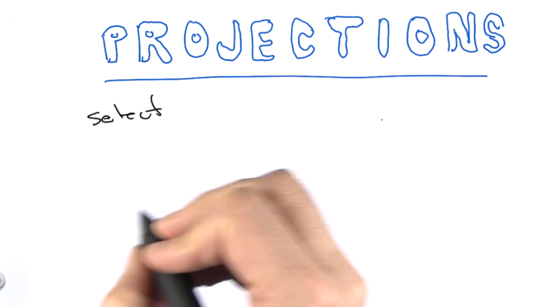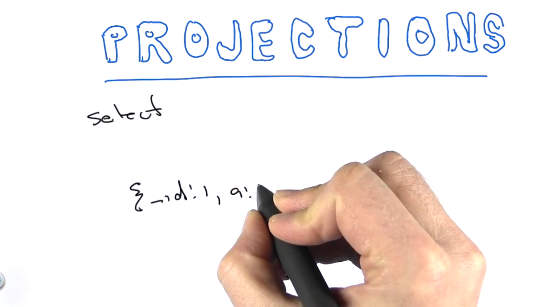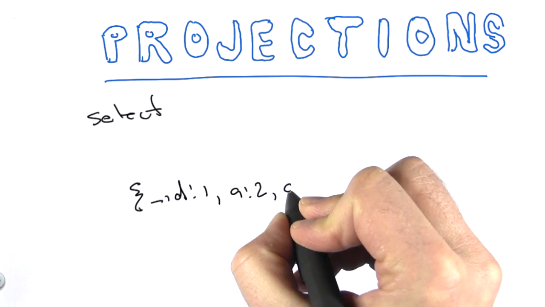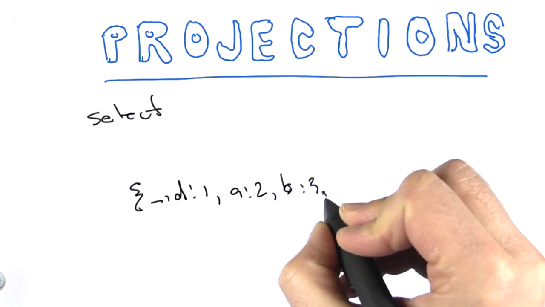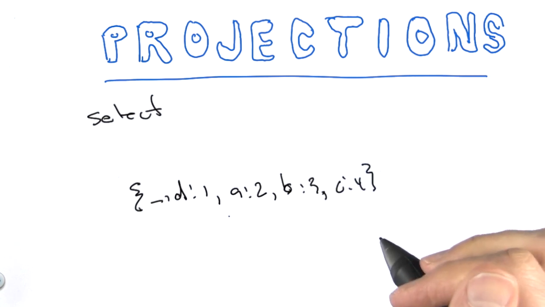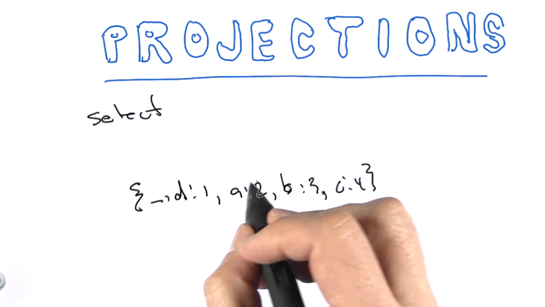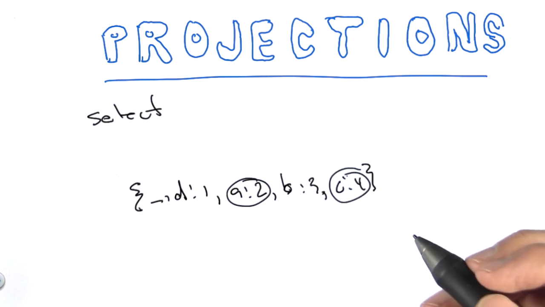Let's say you have a document with an _id of 1, a key of A with a value of 2, a key of B with a value of 3, and a key of C with a value of 4. And you want to find that document in the database, but you only want to see the value for A and the value for C. You can do that using a projection.